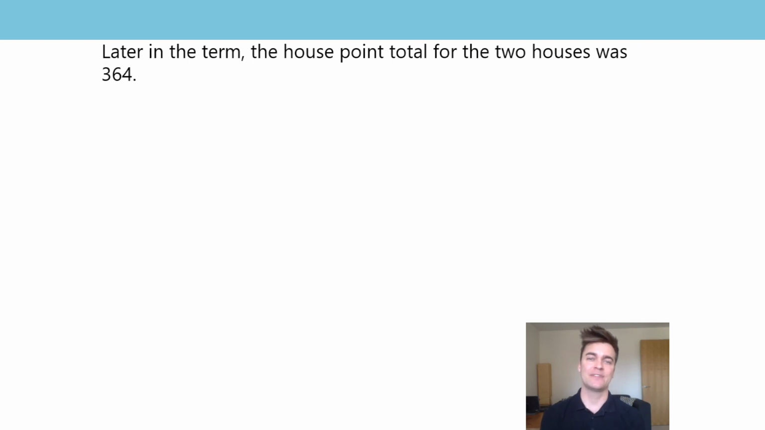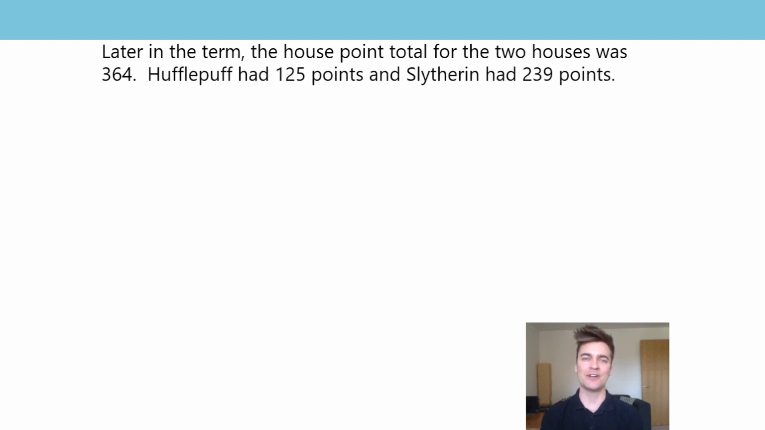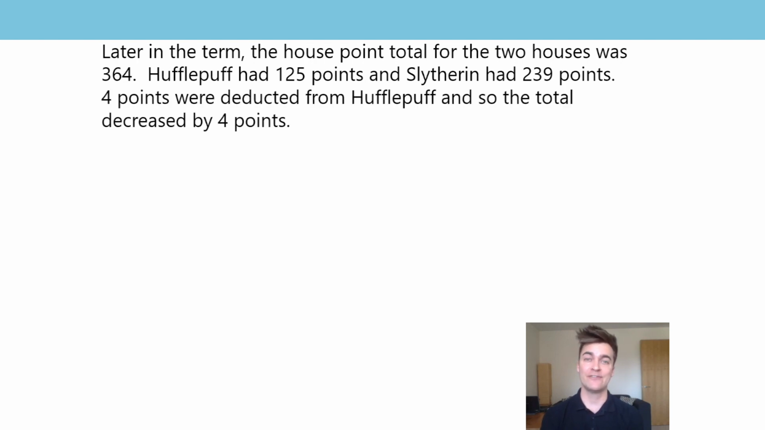Later in the term, the house point total for the two houses was 364. Hufflepuff had 125 points and Slytherin had 239 points. 4 points were deducted from Hufflepuff, and so the total decreased by 4 points. What happened to Slytherin's points? Once again, press pause, have a go at drawing a bar model, and then come back and compare it to the one that I've drawn.